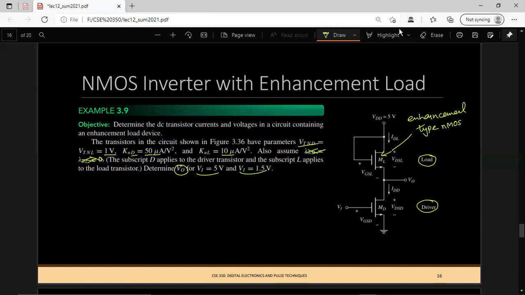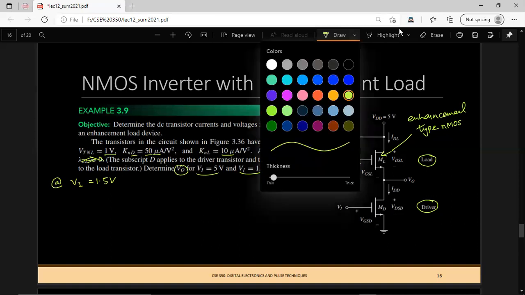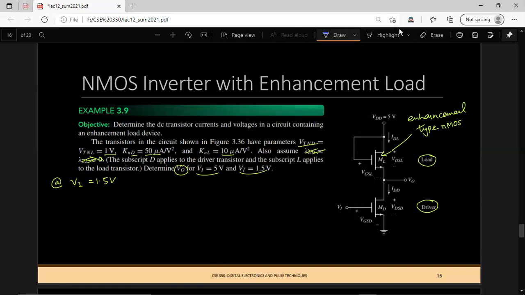So let's consider the first case, that is now V1 is equal to 1.5 volt. Here is a very important thing about this configuration: the gate is connected to the drain terminal for this load circuit. That means that VDS is equal to VGS, because drain and gate are now at the same voltage.